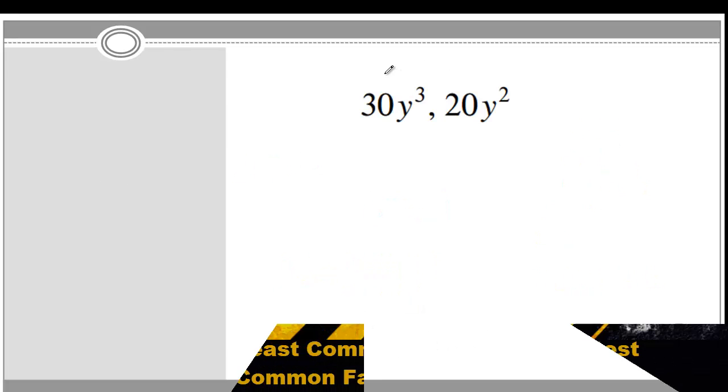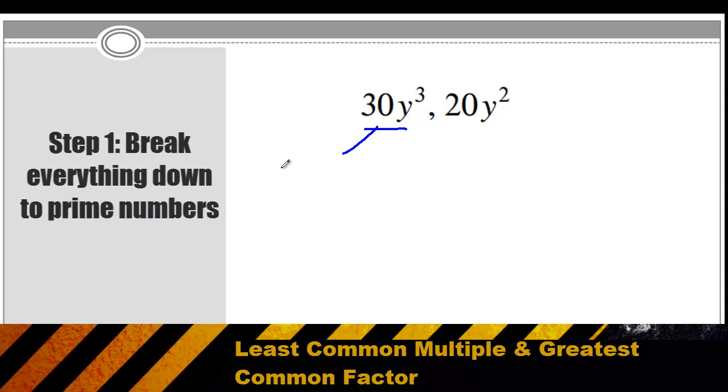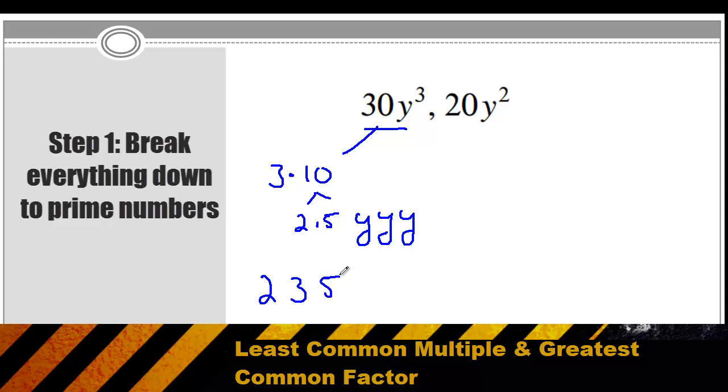We can find the greatest common factor and least common multiple of numbers with variables as well. And my first step, as before, is to break everything down into prime numbers. So 30 I'm going to break down to 3 times 10, and 10 breaks down to 2 times 5, and then my y cubed breaks down to y times y times y. Or my prime factorization is 2 times 3 times 5 times y times y times y.